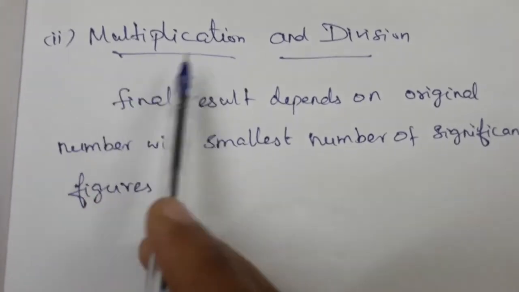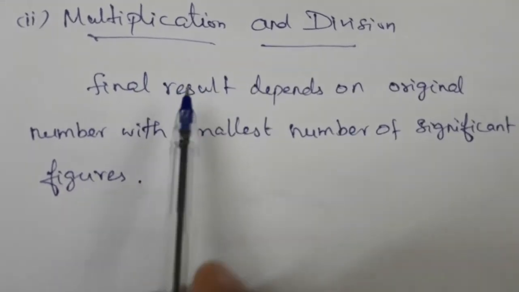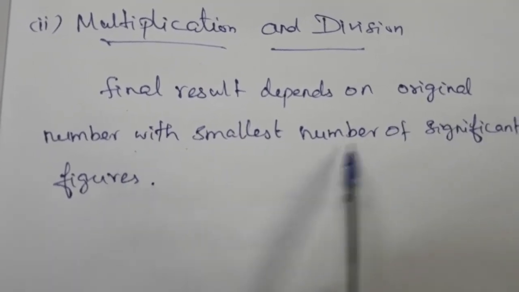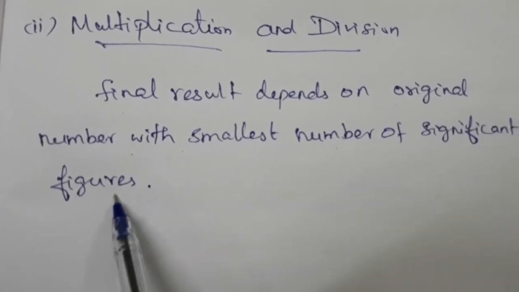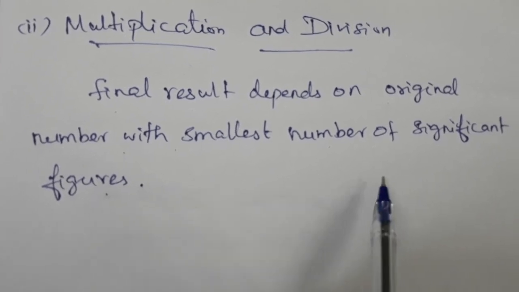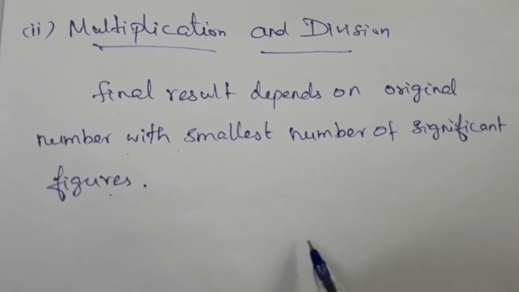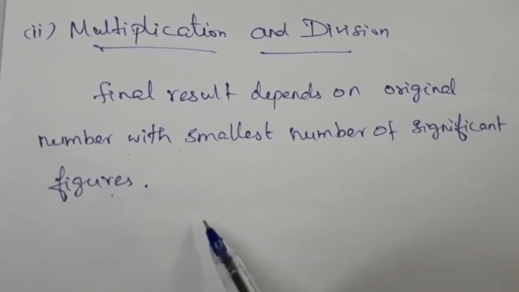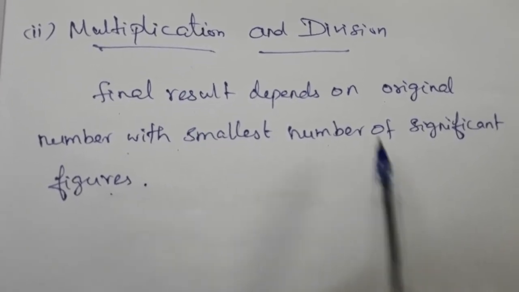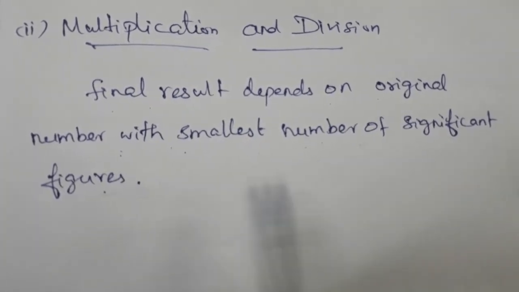The next one, multiplication and division. When we are multiplying and dividing the numbers, the final result depends on the original number with the smallest number of significant figures. So when we are multiplying and dividing, you have to consider the whole number and make it a significant figure. Whichever number has the smallest significant figures, with that number we have to round it off. But in addition and subtraction, after the decimal point you have to consider the smallest number. Here the whole number. The final result depends on the original number with the smallest number of significant figures.